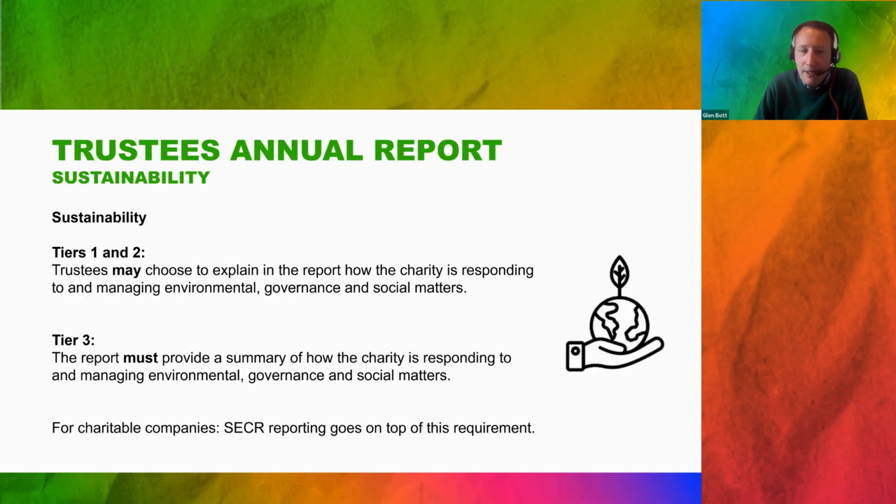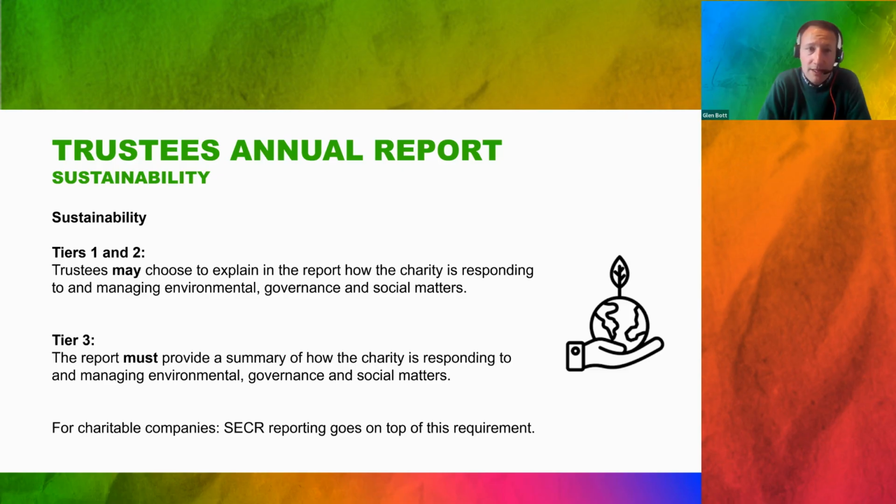And then the final section within the trustees report is then sustainability. So Andy's going to go through this in a bit more detail, but from a highlight level, tiers 1 and 2, just the one paragraph 1.60, just says that trustees may choose to explain in the report how the charity is responding to and managing ESG matters, environmental, social matters, and governance. So it is the lightest of the three, and it's very much a light touch approach that they'd expect here. And I think it's more a focus around what the aims and objectives of the charity are.